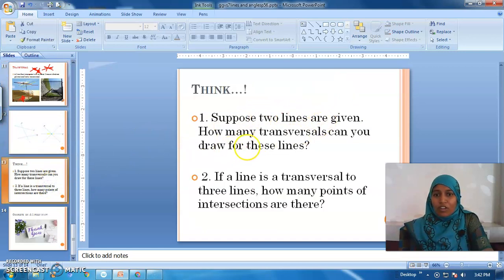Suppose these are the diagrams. Suppose 2 lines are given. How many transversals can you draw for these lines? You should answer these 2 questions in the WhatsApp group. Okay children, thank you.